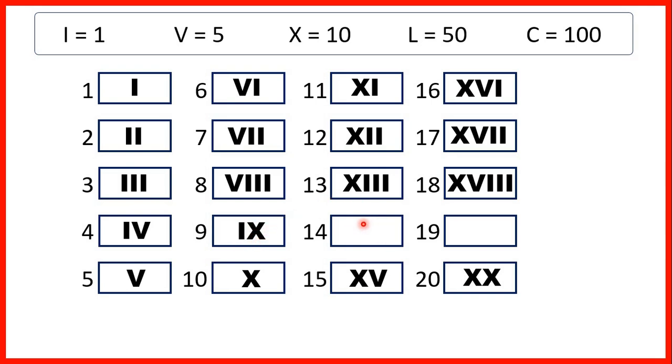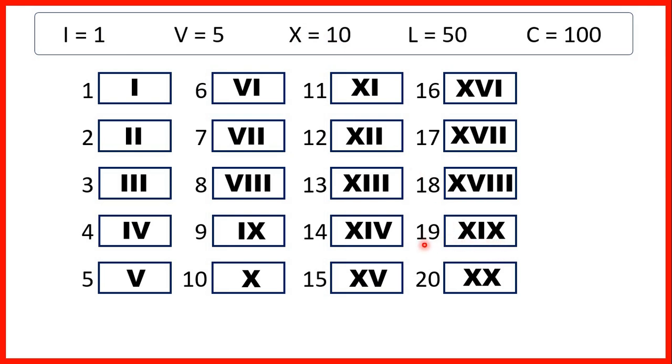Now 14, they combined 10 and 4. So 10 is X, and then 4 is 1 before 5, so that's I before V. Then for 19, they could take the 1 in 10, so they could write X. But then for 9, they wrote 1 before 10. So they wrote XIX. The digit 1 they could just make with an X. Then for the digit 9, they had to write 1 before 10. So that's I before X.